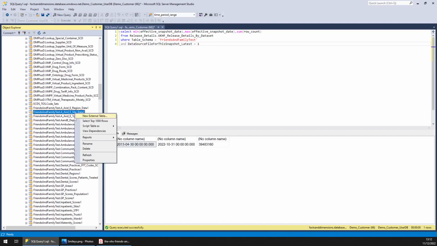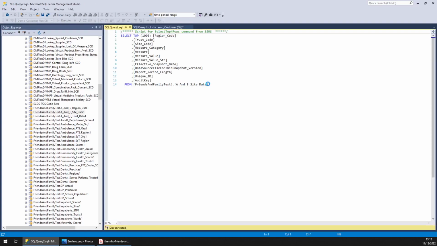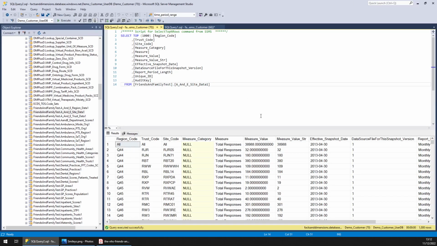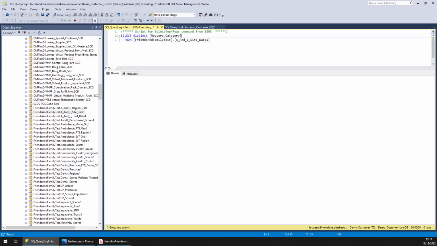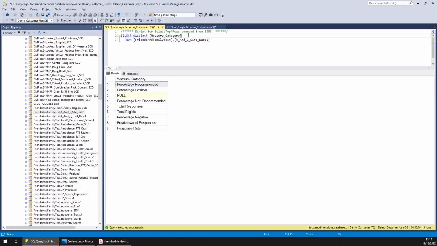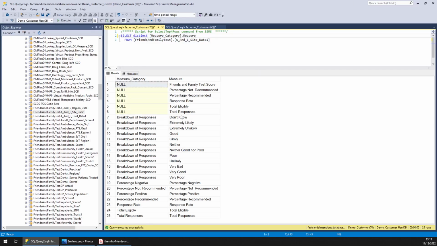So let's go for site data, A&E site data. I'm just returning the top 1,000 here. You've got measure category and measure. So let's do a distinct to see what sort of stuff we've got. So we've got measure category. Let's also do measure as well. A bit more useful. So you've got the breakdown of responses. That's the difference between the very likely and the unlikely, and percentages, and a few other bits here. But these are the most interesting.